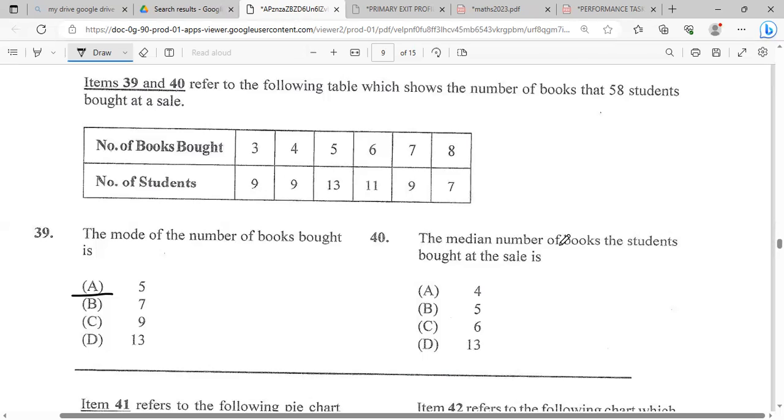All right. The median number of books that the students bought at the sale is. So we're going to rearrange it. Oh, it's already arranged. 1, 2, 3, 4, 5, 6. 1, 2, 3, 4, 5, 6. So the median is the middle number.